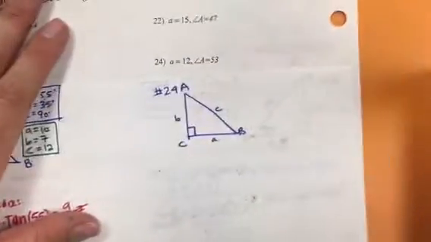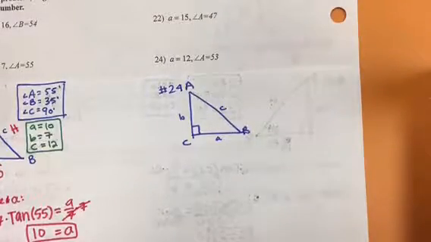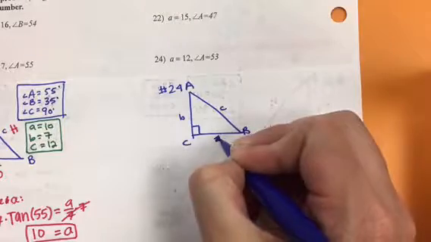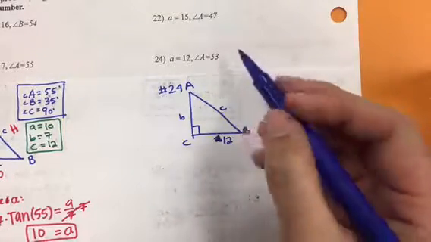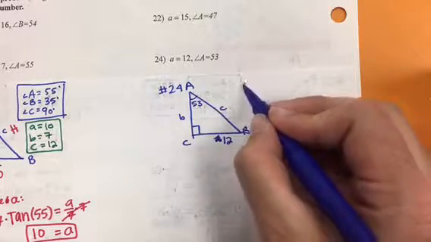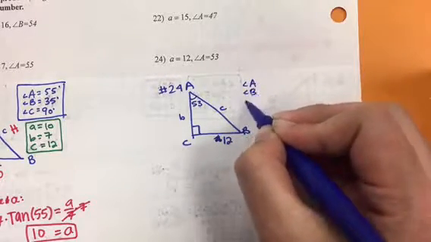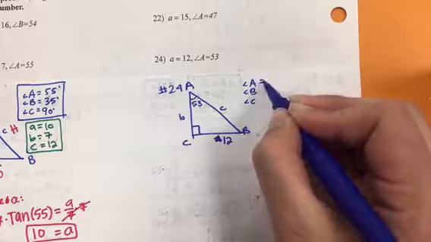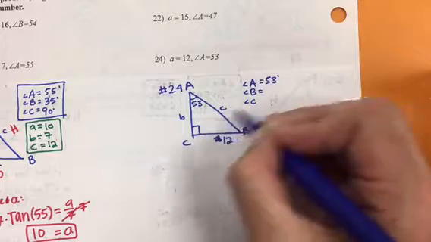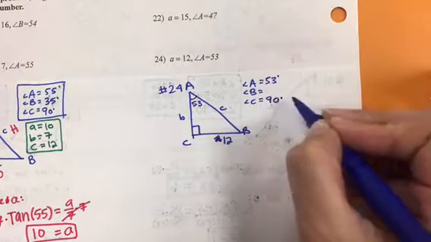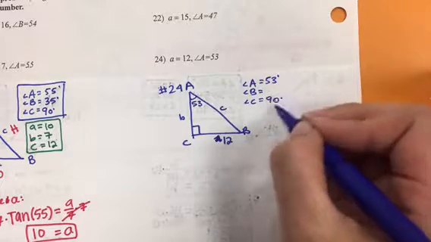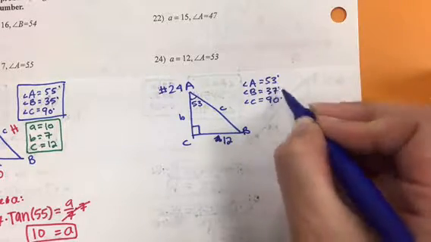Problem 24. I know that side A is 12, and I know that angle A is 53. I'm going to solve for my angles first. A is 53, B I don't know, C is 90. 180 minus 53 minus 90 is 37 degrees.